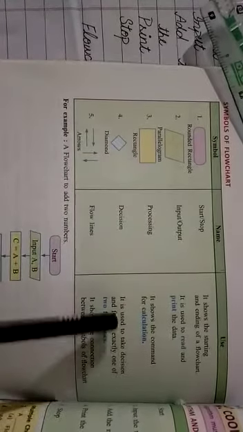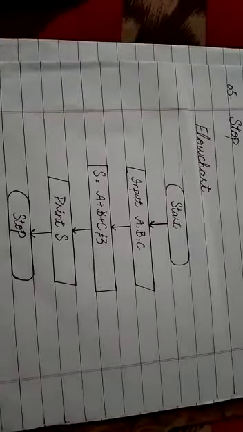And next, our diamond symbol. The diamond symbol is used in a flowchart for decision, to take a decision and follow exactly one of two flow lines. And these arrows are flow lines. They show the connection between the symbols of a flowchart. You can see the flow lines here.